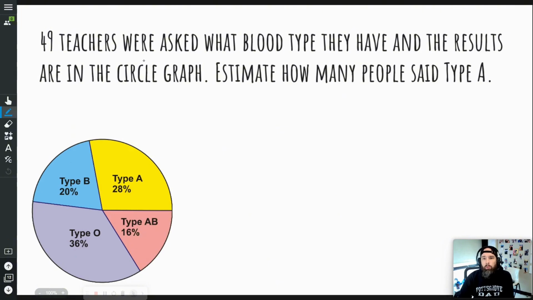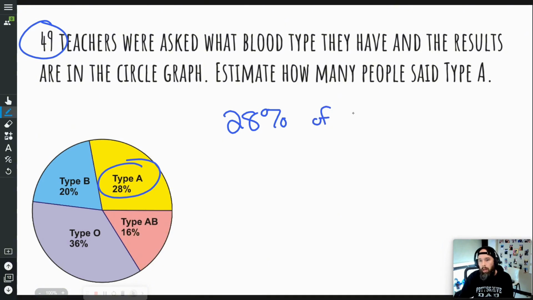49 teachers were asked what blood type they have, and the results are in the circle graph. Again, I did the same exact circle graph in my last video, but I'm changing the problem up a little bit. Estimate how many people said type A. Well, type A was 28%. 28% of what? Of 49 teachers. Well, I don't like that. If we're estimating, I don't like it.